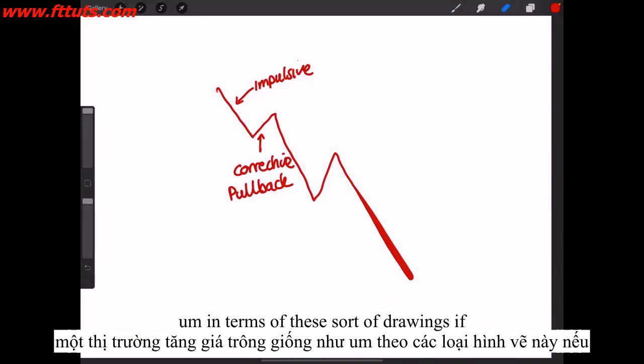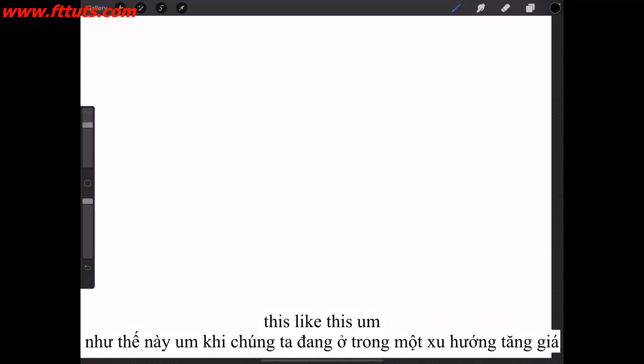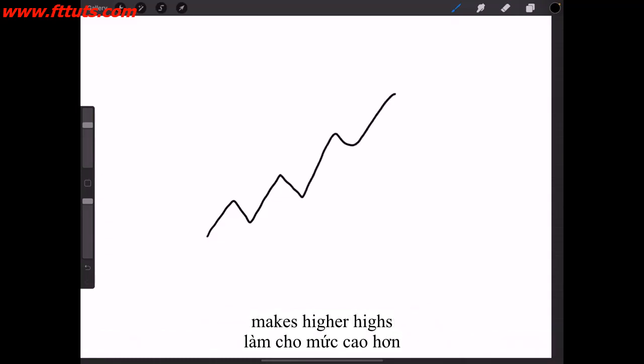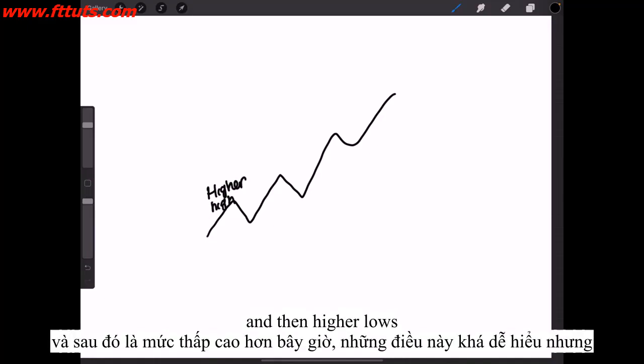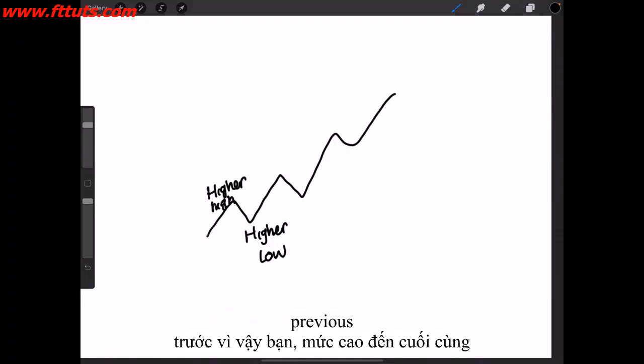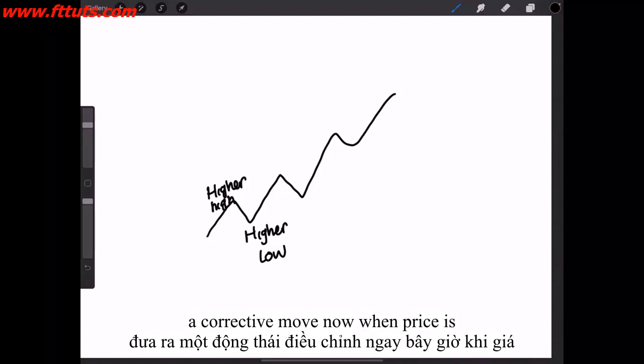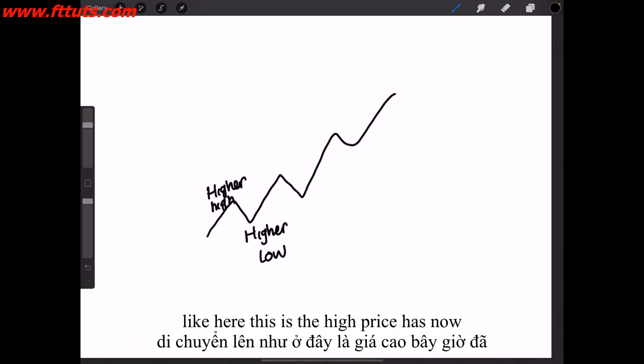In terms of these sort of drawings, if I get a black pen here, and we talk about this like this, when we're in a bullish trend, price makes higher highs and then higher lows. Now these are quite self-explanatory, but a higher high is a high that's higher than the previous. So the higher high comes at the end of an impulsive move, and the higher low comes at a corrective move.